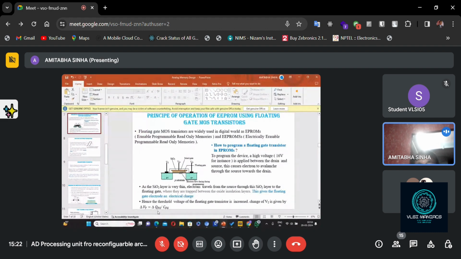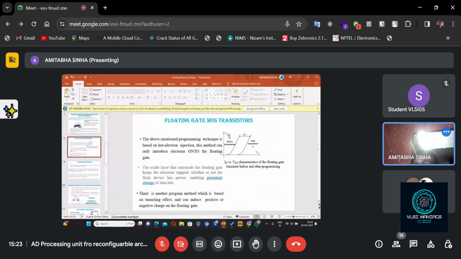Del QFG is the change in the charge in the floating gate, divided by the capacitance in between. Because there are two plates, we can assume that with the dielectric oxide, so there is a capacitance. So with the charge, your threshold voltage is also increased. That means the diagram will be like that. Earlier, what was the threshold? Now the threshold has been increased. That is the characteristics curve.